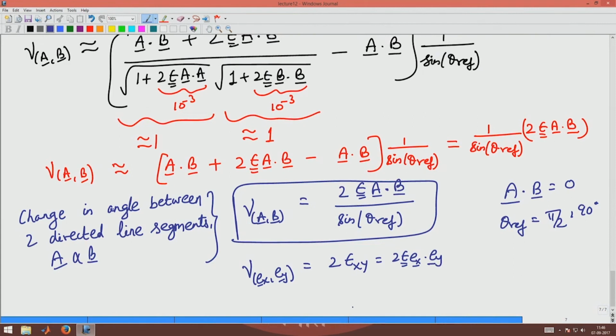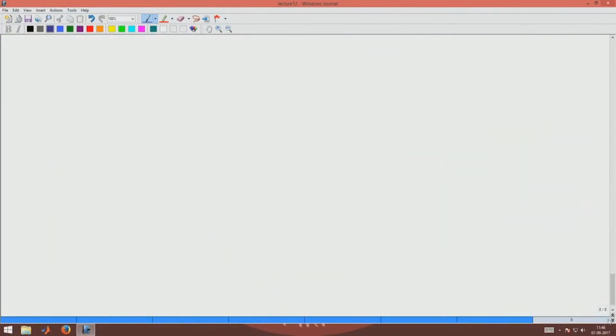Okay. We saw how to find the components of this tensor. So, from that definition, this becomes 2 times epsilon xy. So, the change in angle is twice the corresponding component of the strain tensor. Now, let us understand the meaning of different components of the strain tensor.